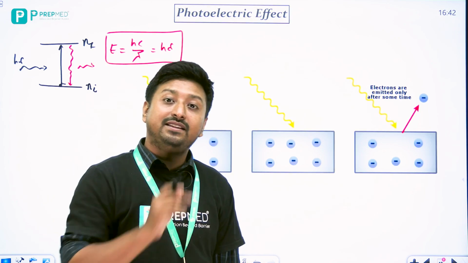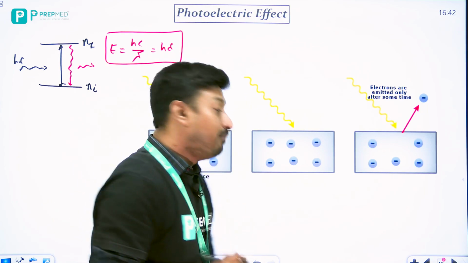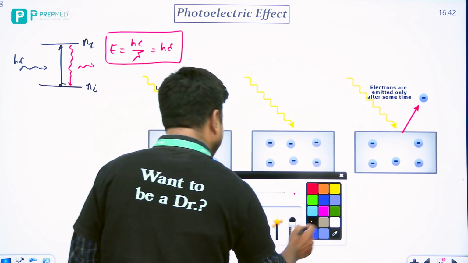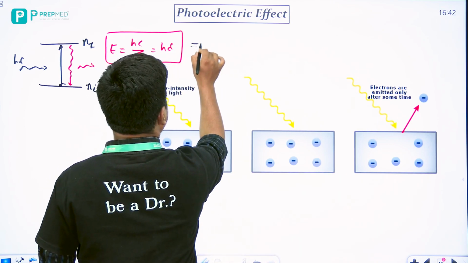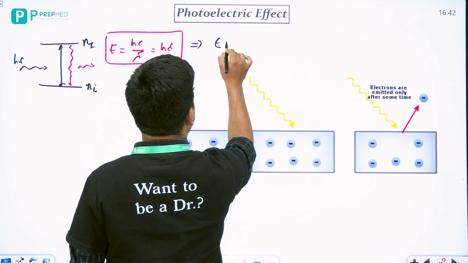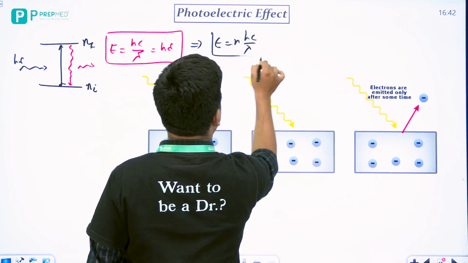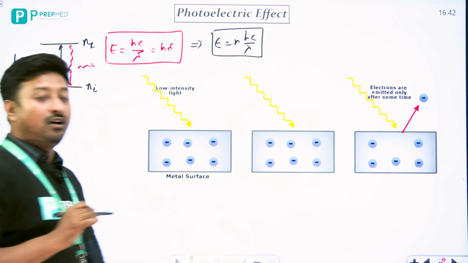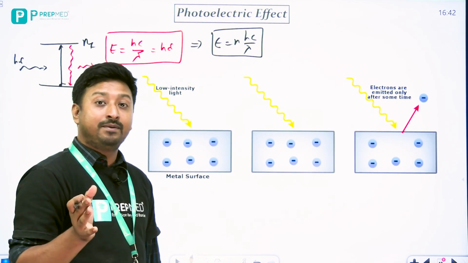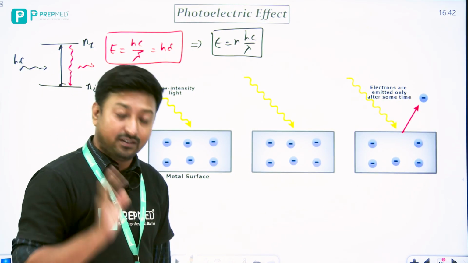And remember, beta, this is only for one photon. But if I have, let's say, n photons, n number of photons, then we can write E is equal to n into hc by lambda. This is the basis of the photoelectric equation, that is the photon.